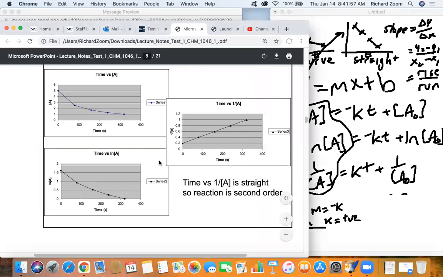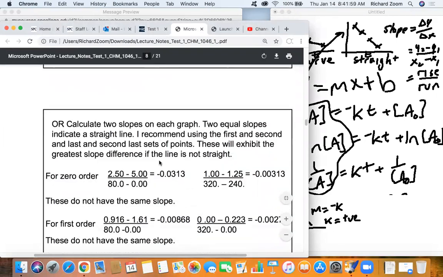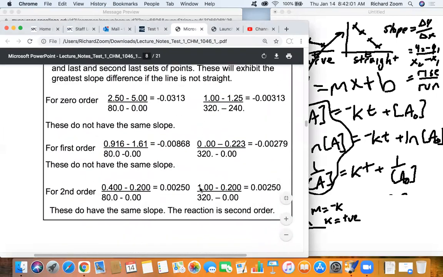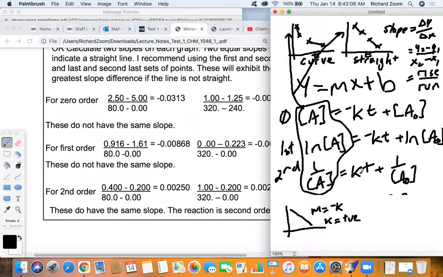So in the case of this one, it turned out that it was 0.00250, but that's a positive value, but m is equal to k anyway. But if it was first order or zero order, then the slope would be negative, which means k ends up being positive. But the bottom line is k is always a positive value. Does anybody have any questions?